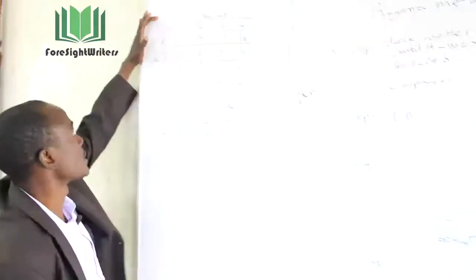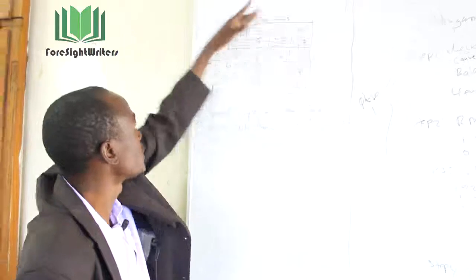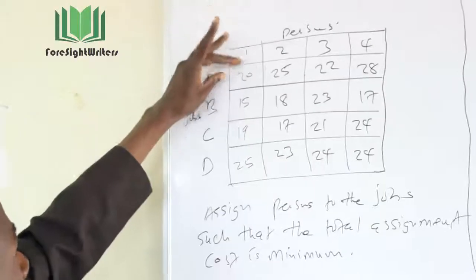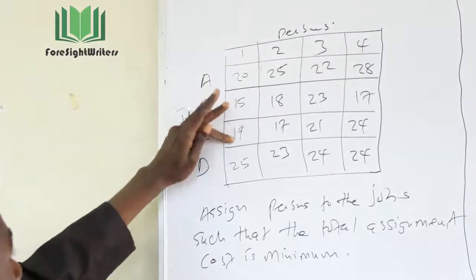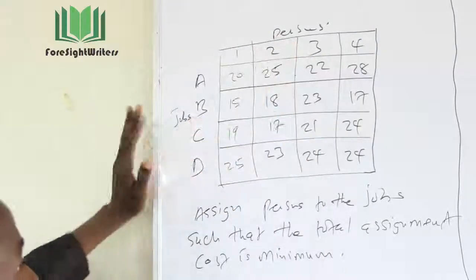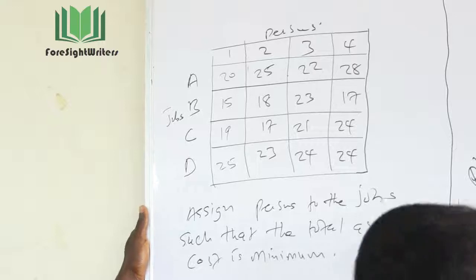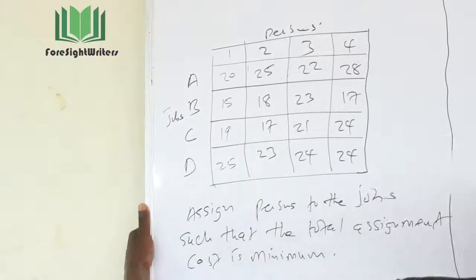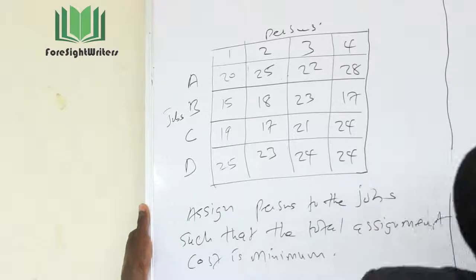So this is the matrix. These are the persons. We have 4 persons and there are 4 jobs. So the unit elements you have been provided, like 20, 15, 19, 25, all this in the matrix is what we are referring to as the unit elements. So we want now to use this algorithm that I have explained to solve this problem.